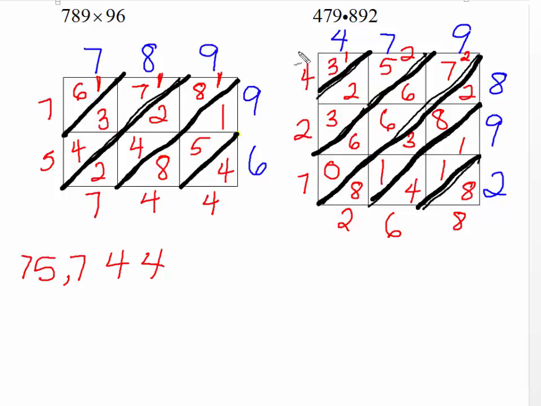So again, I start here around the 4 and I read all the way around. So the answer is 4, 2, 7, 2, 6, 8. So I just write it down in order. 4, 2, 7, 2, 6, 8.